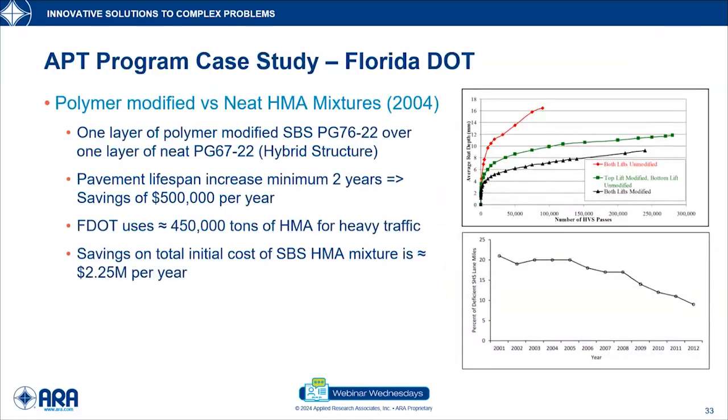What I meant here is that, as I mentioned before, the hybrid structure would use a polymer modified SPS PG76-22 as the top layer, and a neat asphalt mixture that is not polymer modified. It's a neat asphalt PG67-22. So the difference in cost, because you're not using polymer modified on the bottom lift, is significant. And based on the number of miles that FDOT builds with this hybrid structure, comes cost savings of not having to use the polymer modified mixture of around $2.25 million per year.